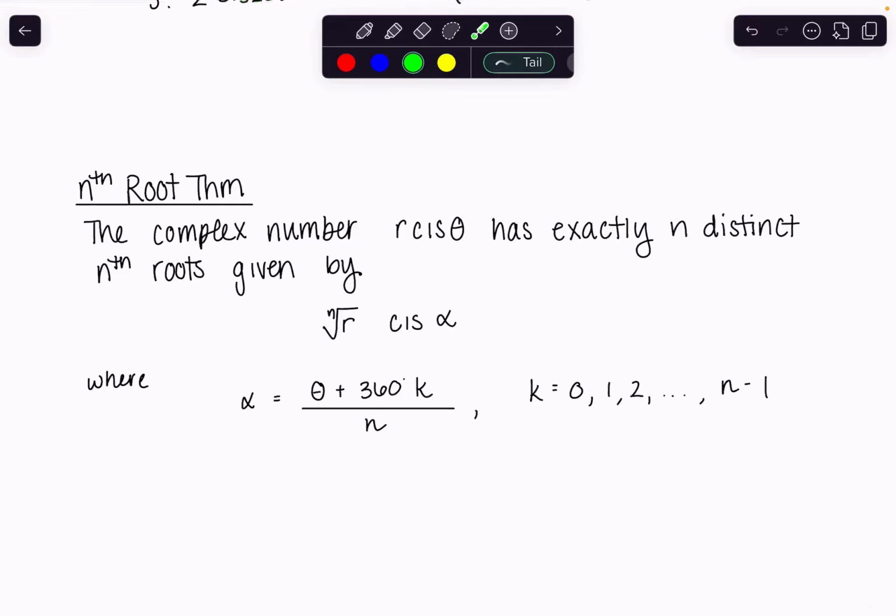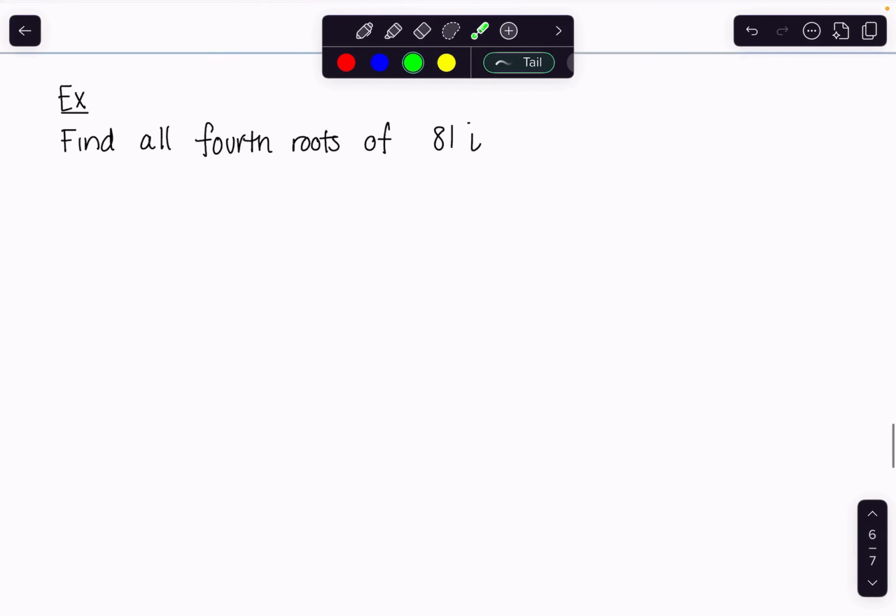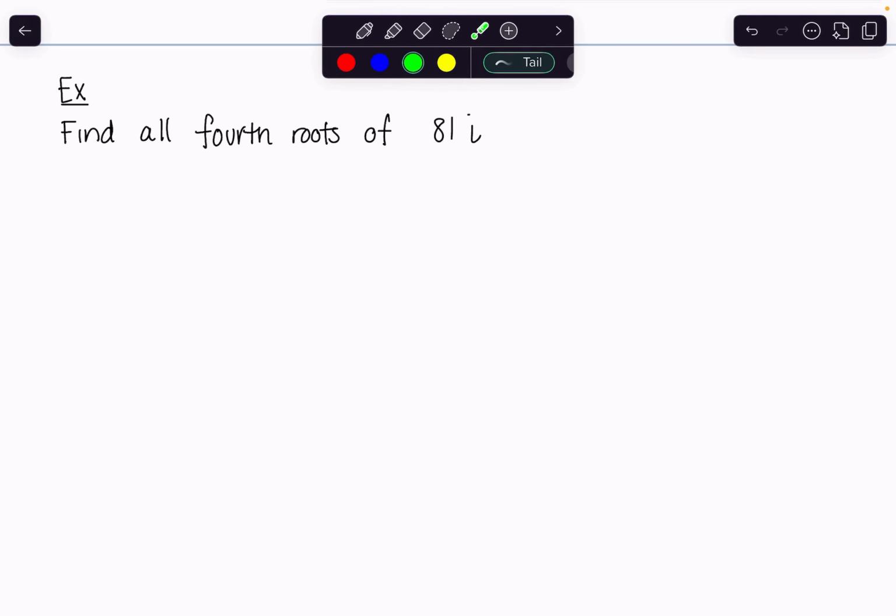So let's do some more examples of this. We're going to find all of the 4th roots of 81i. So the first thing I want to do is put this in trig form.